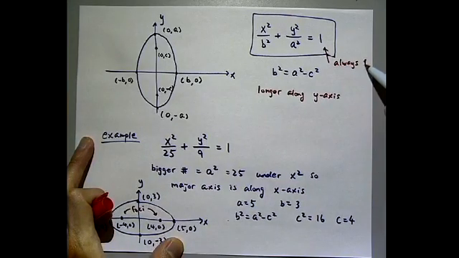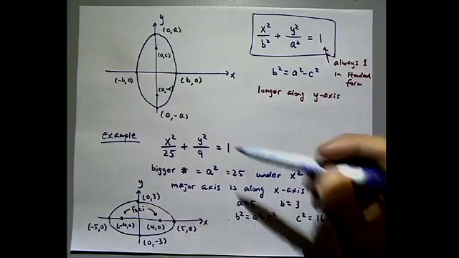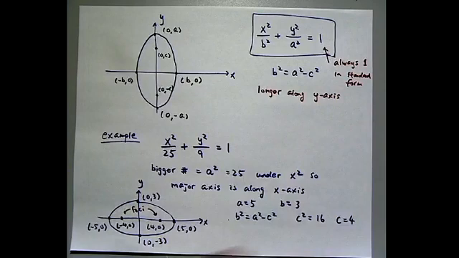This is always 1 in the standard form. So if I had like a 4 here, I would divide everything by 4 and then look at what A and B are after I did that. So we're not going to look at the ellipse that's slanted. We will look at what happens when the center is not sitting on the origin.